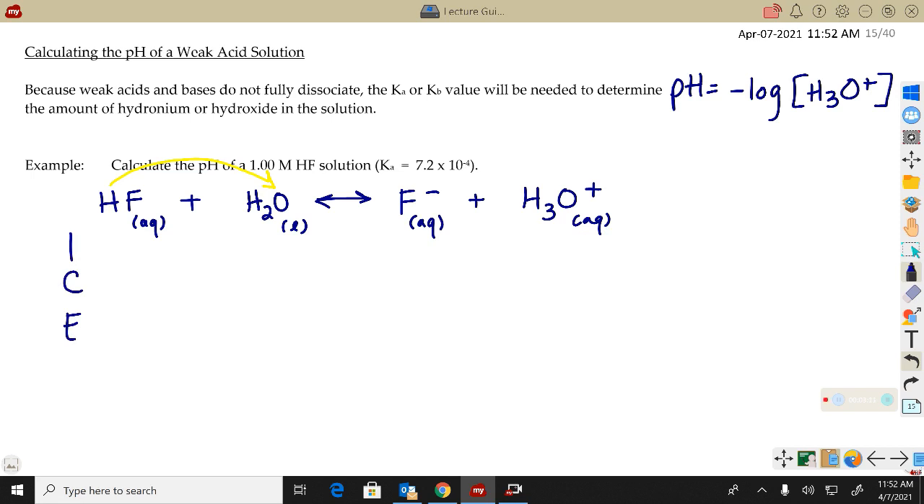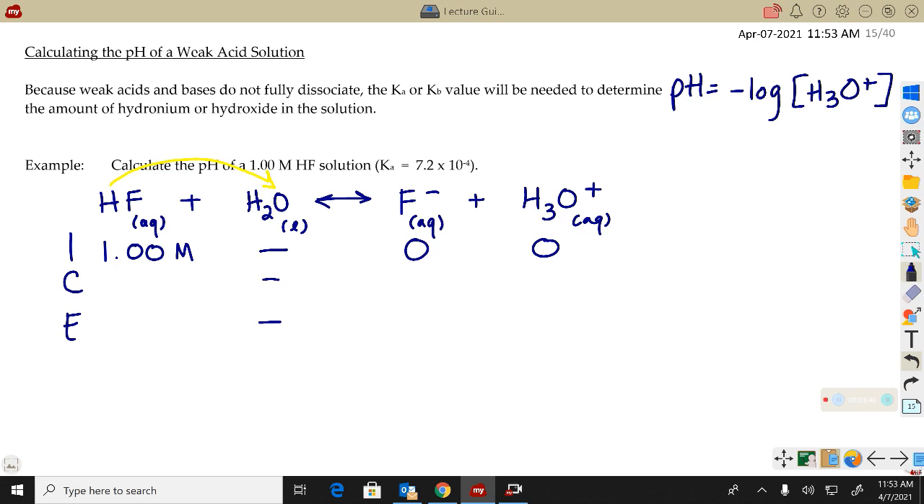All right, so let's try setting up an ICE table, and then we'll see where this takes us. I do have the initial concentration of that acid, 1 molar. Now, technically, in equilibrium expressions, we don't use pure liquids or solids. So I don't really care how much water is present. I'm going to keep it in the equation, but I'll scratch it out of my ICE table. Initially, we're going to say the product ions are 0.